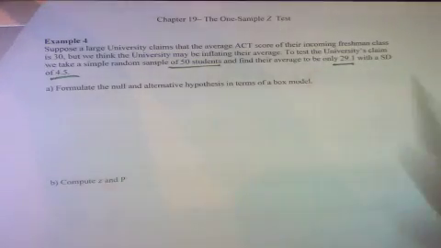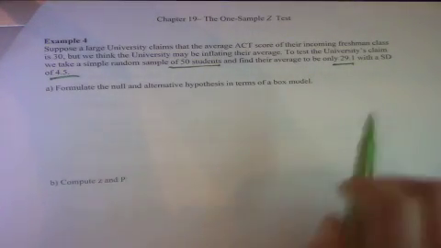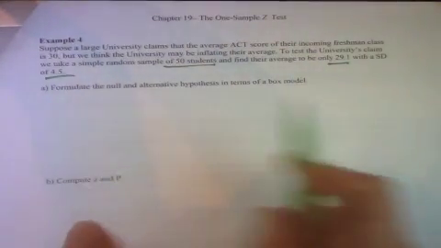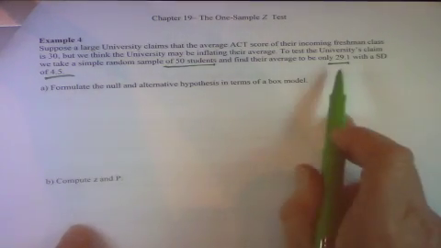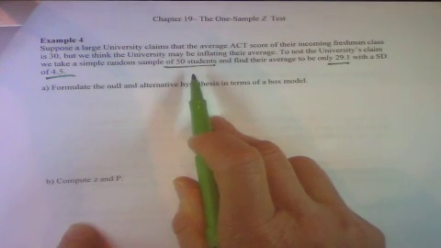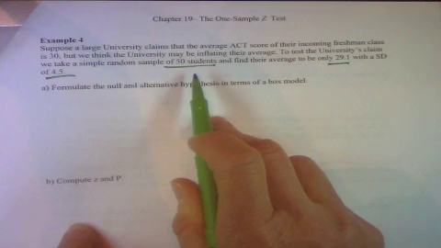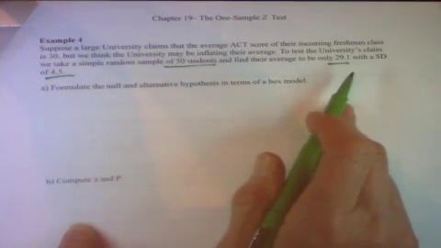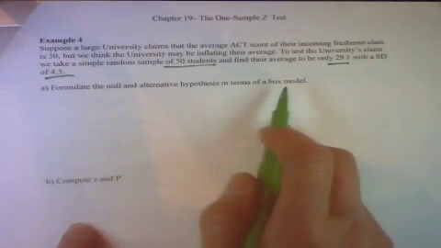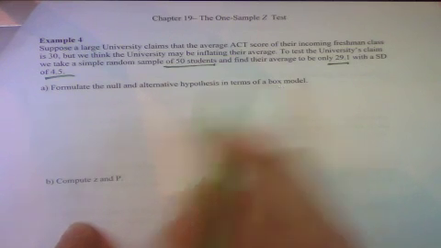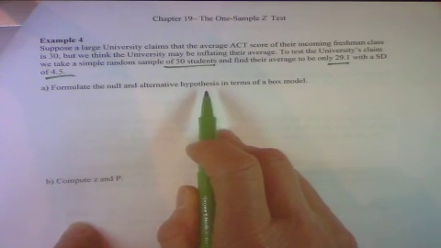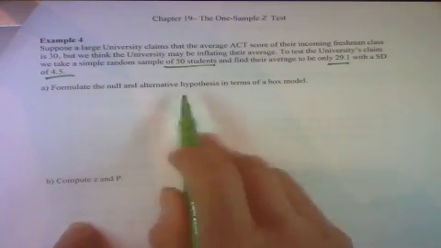Well, if we had data on all the thousands of students, we could check their claim, but we don't have the resources to do that. How can we check it from just one sample of 50? That's the question. So let's think about this. It says formulate the null and alternative hypothesis. The alternative hypothesis is usually the interesting thing that you're trying to show. In this case, that the university is lying.